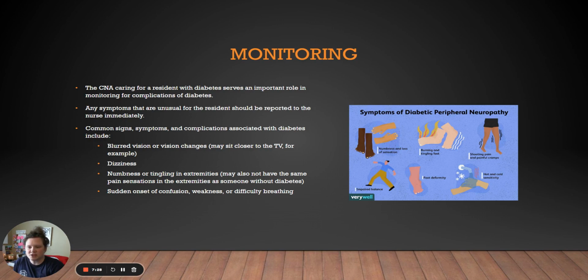If you notice blurred vision or vision changes, you notice that maybe over time they gradually sit closer and closer to the TV, we may need to get their eyes checked for diabetic eye changes. Dizziness or clumsiness that's not normal for them. They may be experiencing some blood sugar issues. Numbness or tingling in their extremities. They may also not have the same pain sensations in the extremities as someone without diabetes. So they may stub their toe and not feel that associated pain. And then, of course, if you have any kind of confusion that comes on all of a sudden, or weakness or difficulty breathing, those always need to be reported to the nurse as well.